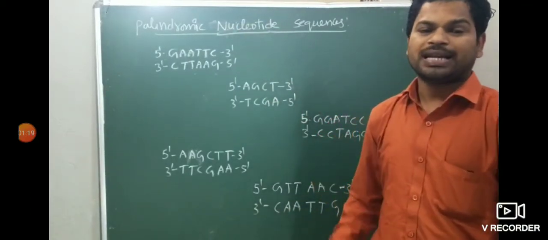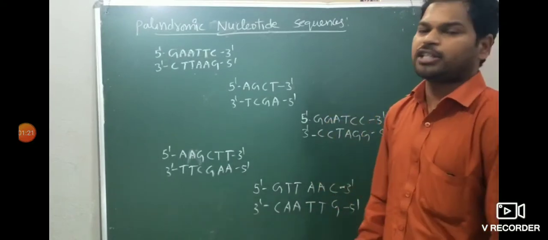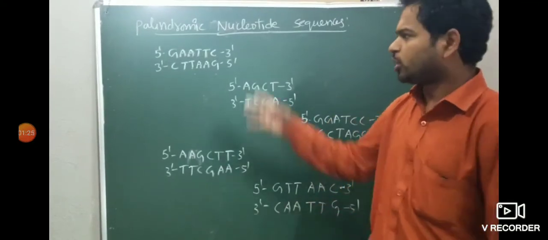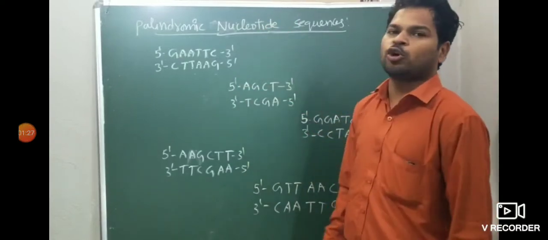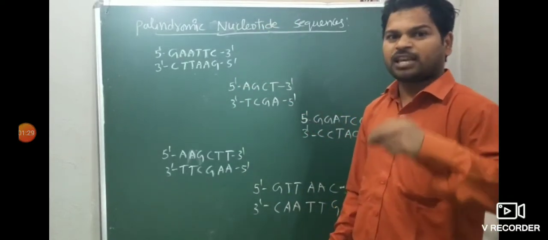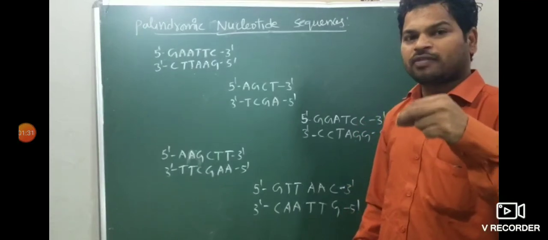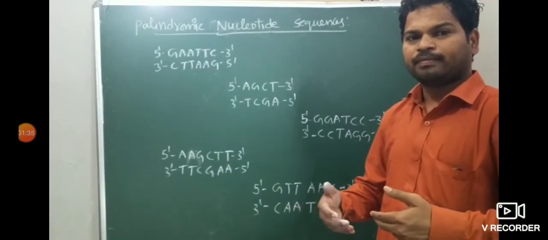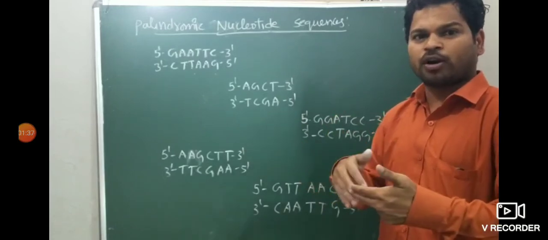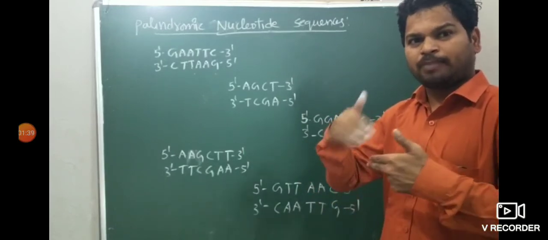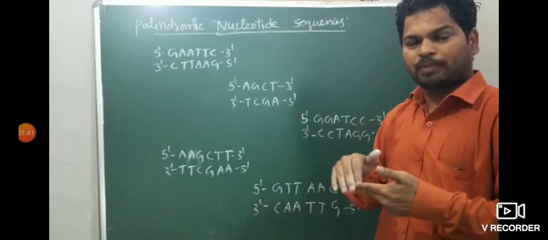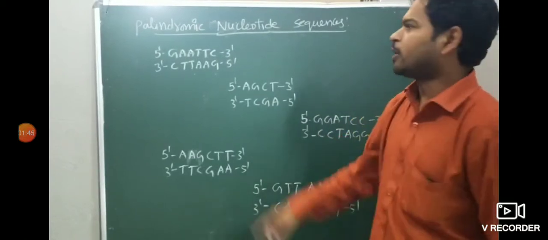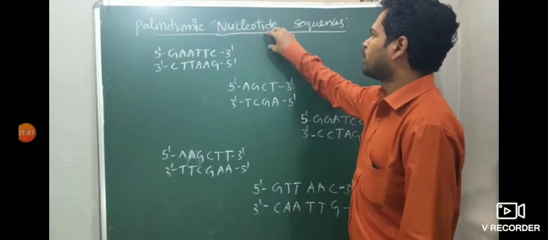Three mark question: define palindromic nucleotide sequences and give five examples. Palindromic sequences are base sequences which read the same when read in both the forward or backward direction, 5' to 3' or 3' to 5', in both strands. The reading frame is the same. That is the type of a palindromic nucleotide sequence.